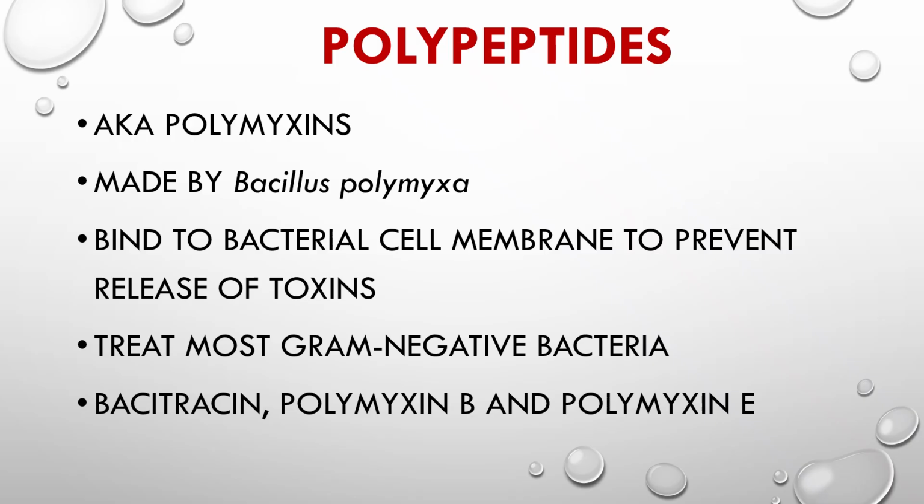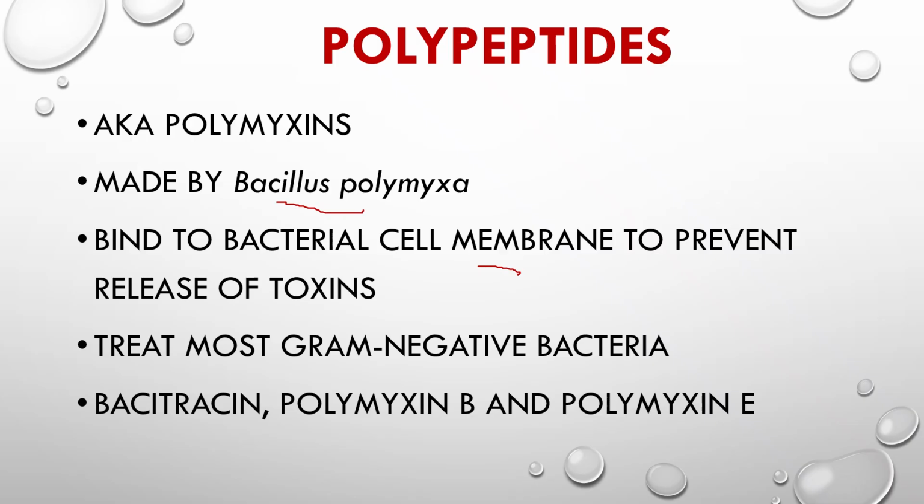All right, now our polypeptides here are other categories. These are also called polymyxins. Again, back to kind of a more natural. This is made by a bacteria called Bacillus polymyxa, hence the name. Now these bind to the cell membrane and prevent the release of toxins. Okay, so this would be helpful against the type of bacteria that is making toxins as part of its virulence.